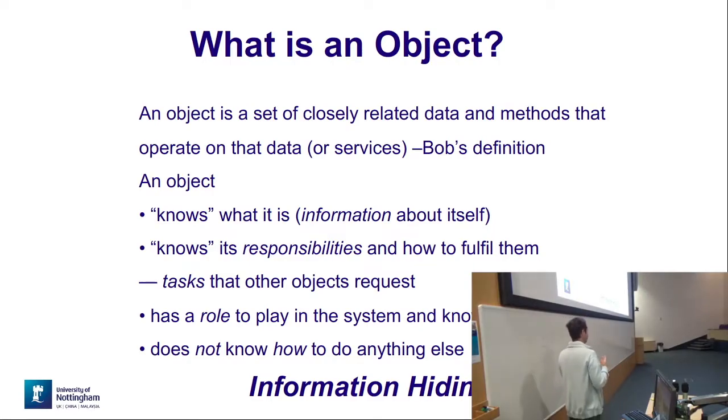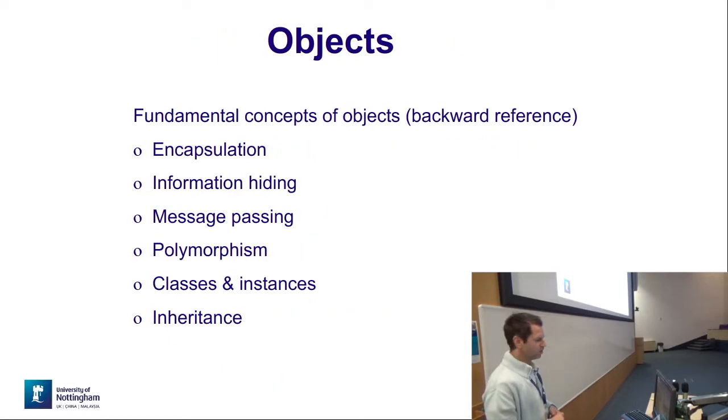We're right now just getting an overview of the object-oriented design process and the terminology and the thinking before we go into more details. So some of the fundamental concepts associated with objects, and I think you've all heard these terms already: encapsulation, information hiding, message passing. Maybe you haven't seen message passing so much so far. Polymorphism, classes and instances, and inheritance.